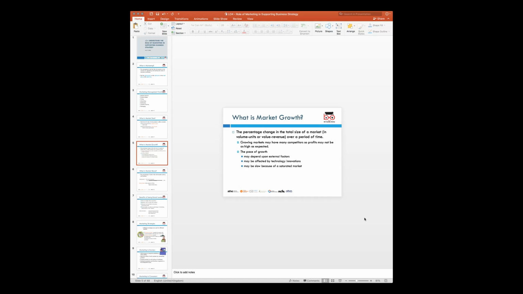Some of the factors which directly affect growth in the market are external factors, which could be competitors, for example, pricing, and the economic situation. We look at technology innovation. If there is a new form factor, new product size, or a new technology coming out, it affects the growth in the market. And sometimes when growth is not keeping up with the pace, falling, that could be because the market is saturated.